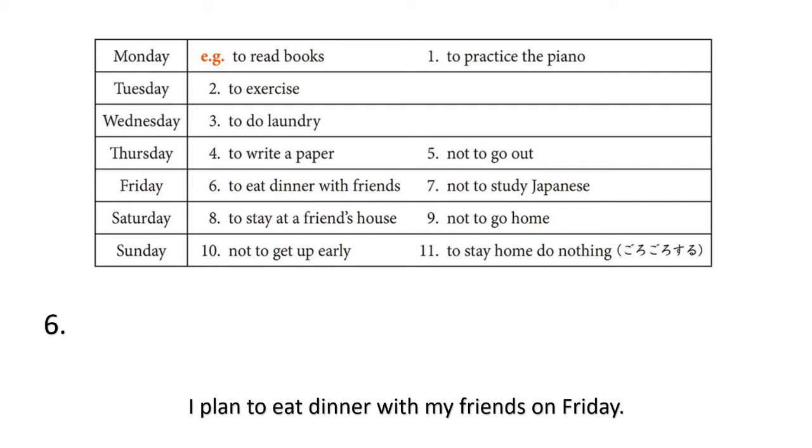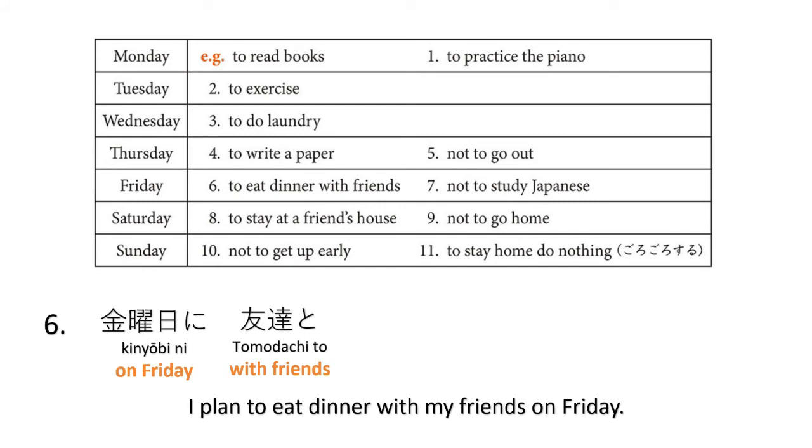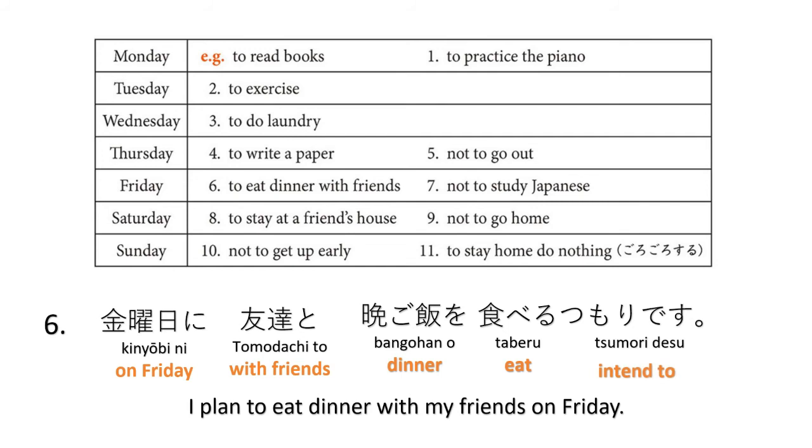On Friday, I plan to eat dinner with my friends. So what is Friday in Japanese? It is kinyobi. So kinyobi ni on Friday. Tomodachi to with friends. Bangohan no dinner. So what is the plain affirmative present form of eat? It is, of course, taberu. Then, tsumori desu. Kinyobi ni tomodachi to bangohan no taberu tsumori desu. I plan to eat dinner with my friends on Friday.